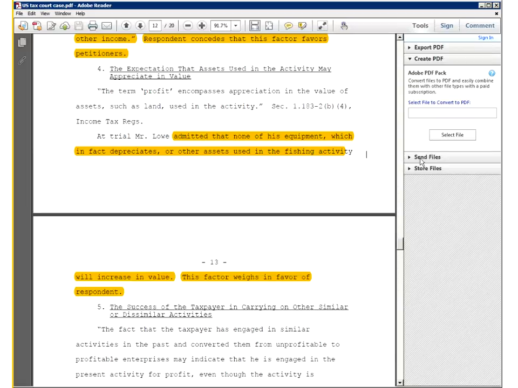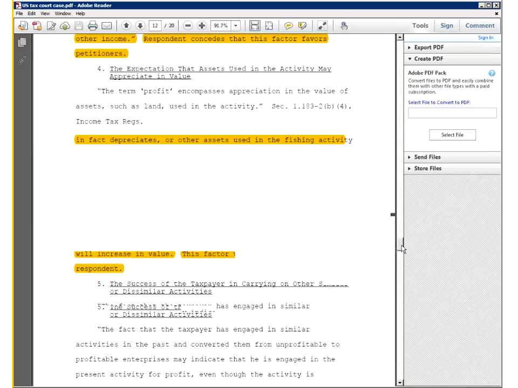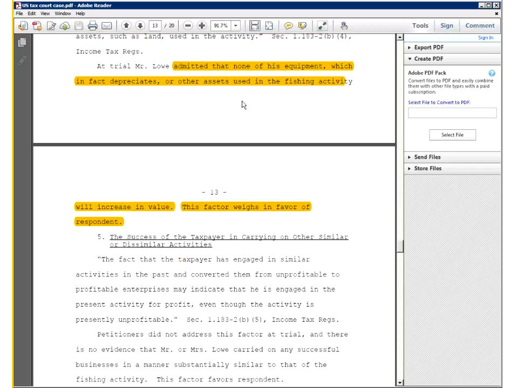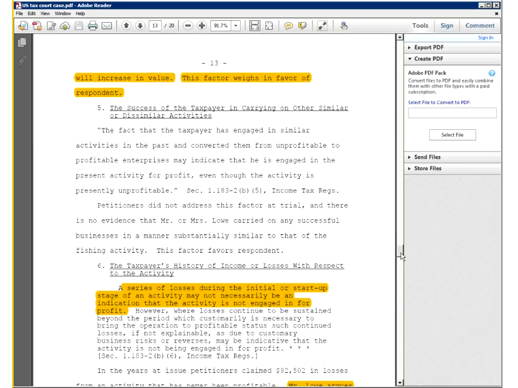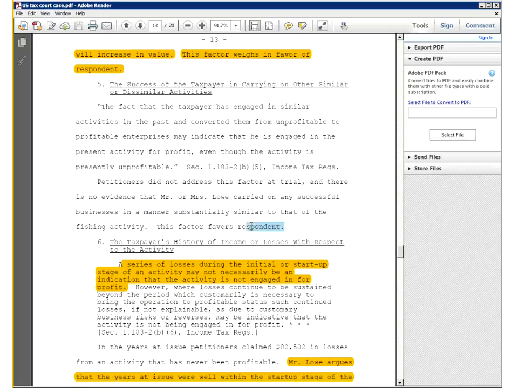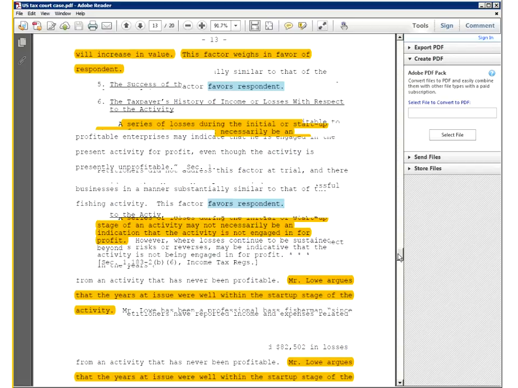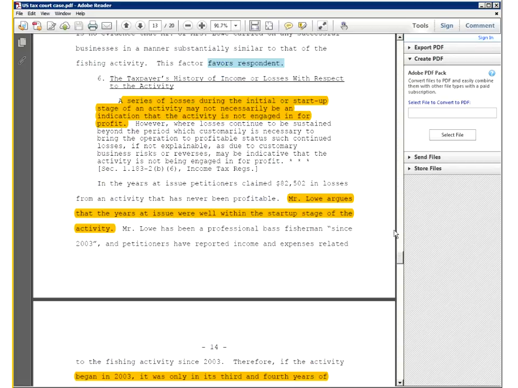The expectation that the assets used in the activity may appreciate in value. The guy admitted that he doesn't do anything with depreciation, and he knows that they're probably not going to increase. So this would go towards the IRS. That's what the court says. I skipped through number 5; it goes to the IRS. So the IRS is catching up, even maybe going ahead a little bit.